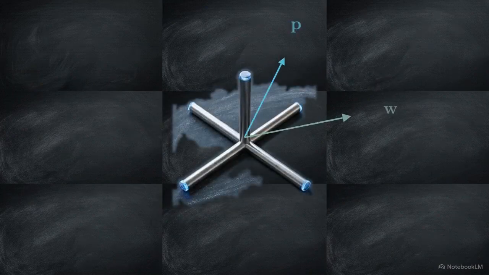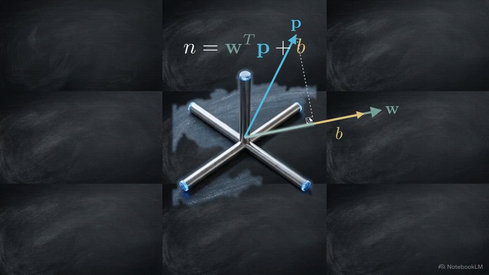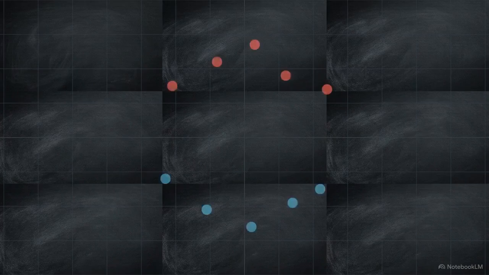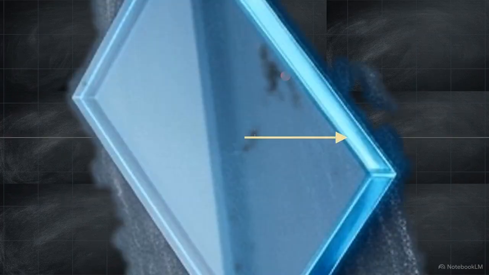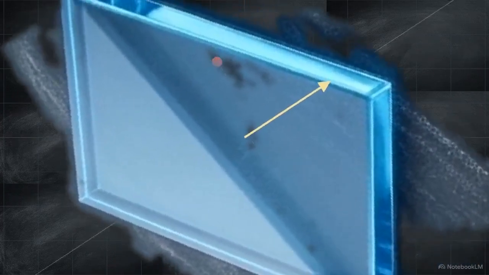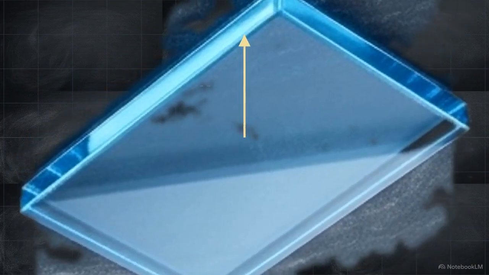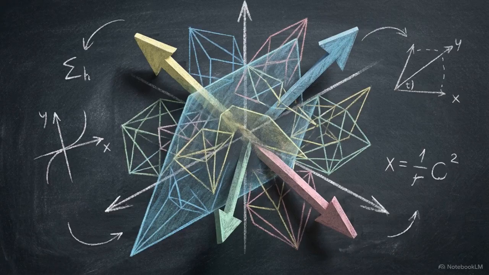Evaluation of these connections happens through the inner product, W transpose P plus a bias B. This calculation determines the geometric projection of an input signal onto a specific weight vector. Training a neural network involves manipulating this specific geometric projection until the boundary separates the data classes correctly. To optimize learning rules and scale network capacity, we must master the geometry of signal and weight vector spaces.